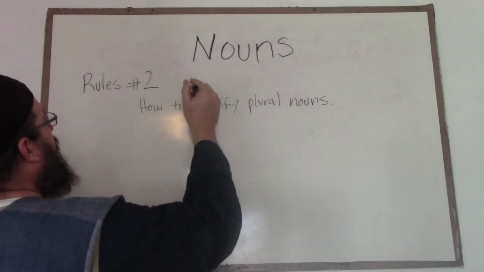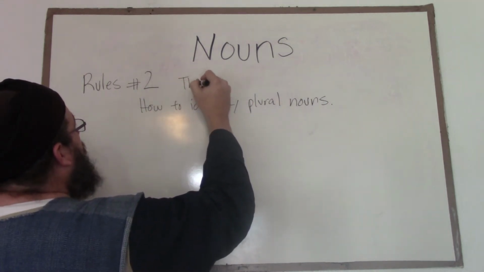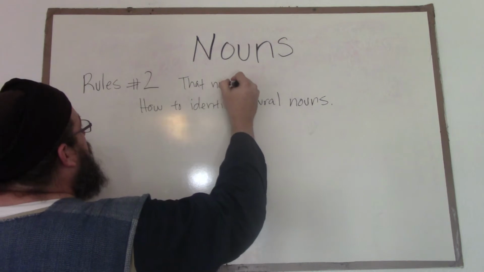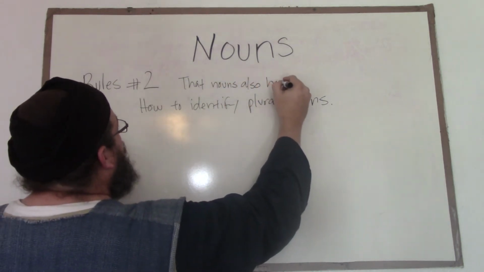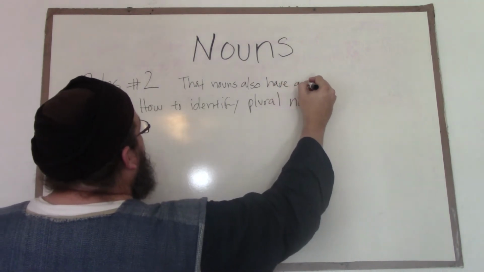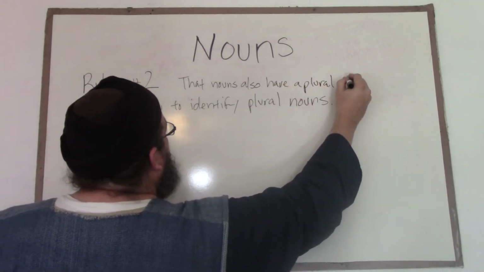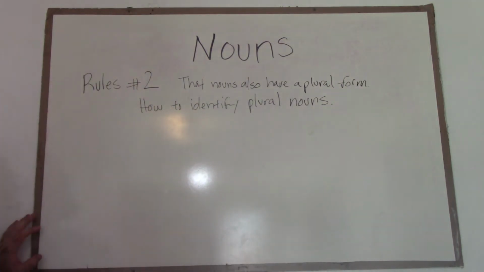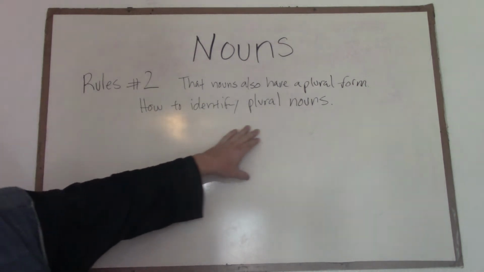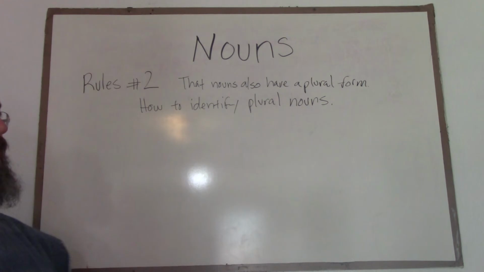right here, that nouns also have a plural form. Right? So rule number 2 is nouns also have a plural form. And now we're going to talk about how to identify the plural forms.